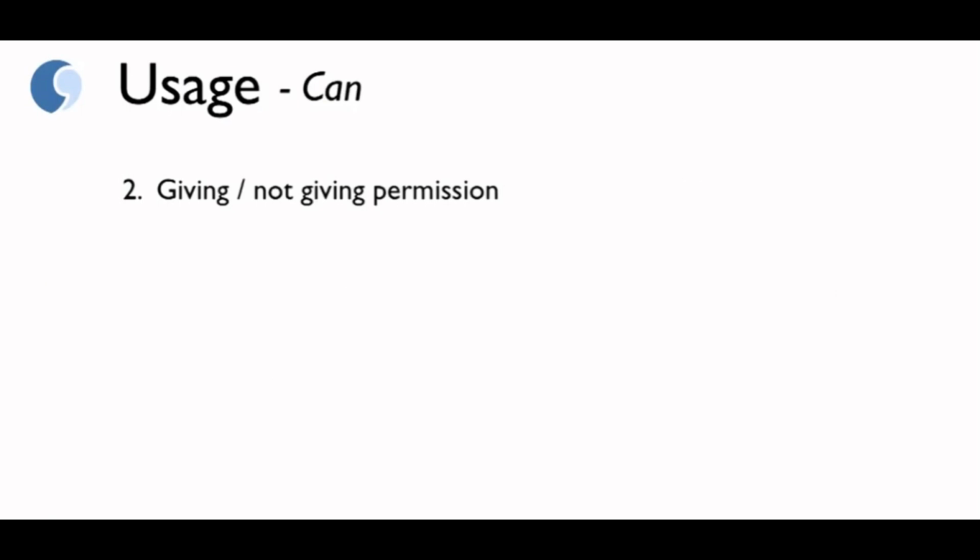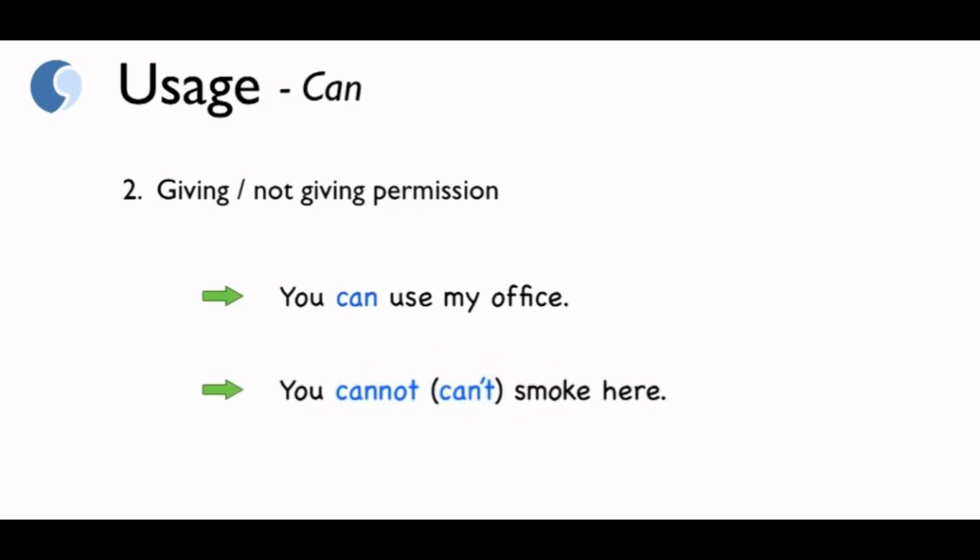The second usage of can is giving or not giving permission. For example, you could say, "You can use my office," or "You can't smoke here." You will see later, in order to ask for permission, we use the modal verb may.